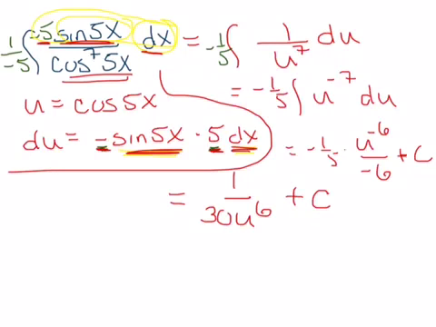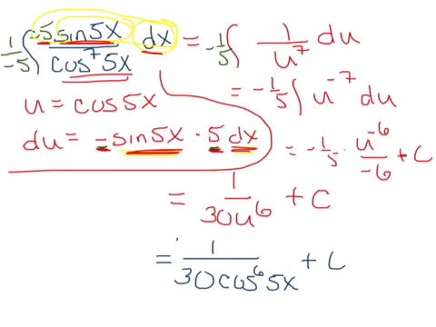And the very last thing to do is always to go back to x's, so we have 1 over 30 cosine to the 6th of 5x plus c. Finished.